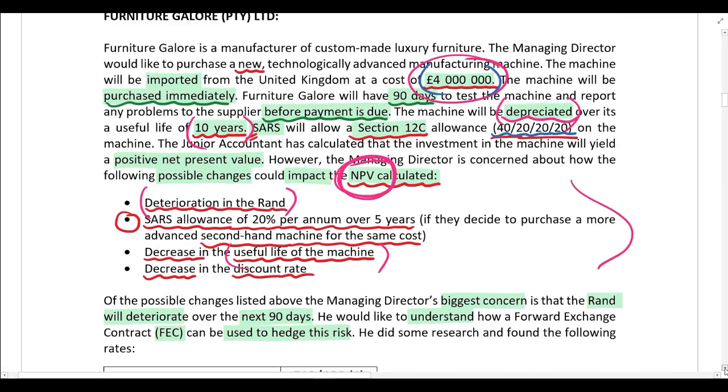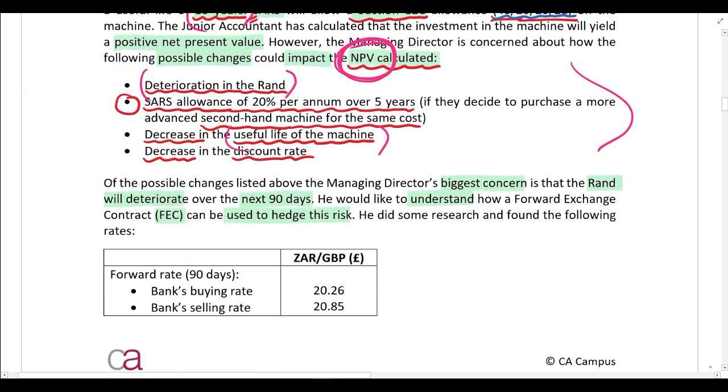Okay, so let's go back to the information here. Of the possible changes listed above, the managing director's biggest concern is that the rand is going to deteriorate over the next 90 days. So he would like to understand how an FEC can be used to hedge this risk, and he did some research and found the following rates. You can see he's been given the forward rate for 90 days because that's when they need to make payments. So he's worried that the exchange rate is going to deteriorate over the next 90 days.